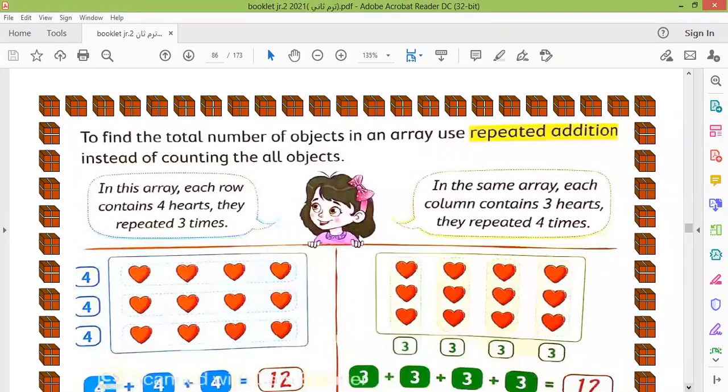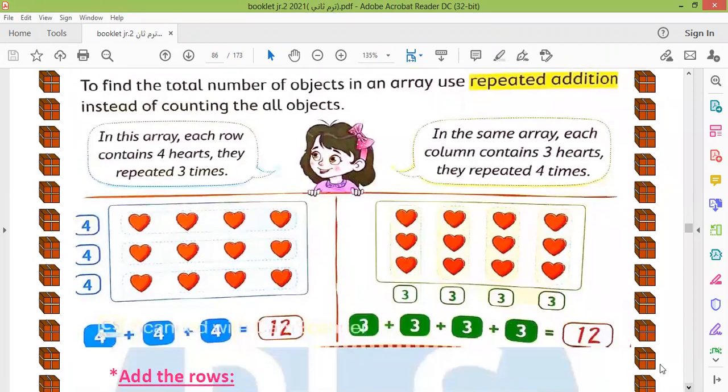Repeated addition. Look at the first array. In this array, each row contains 4 hearts and they repeated 3 times. So we write 4 plus 4 plus 4. We have 3 rows and each row contains 4 hearts. Okay? In the same array, each column contains 3 hearts and they repeated 4 times. So we write 3 plus 3 plus 3 plus 3 equals 12. Okay?